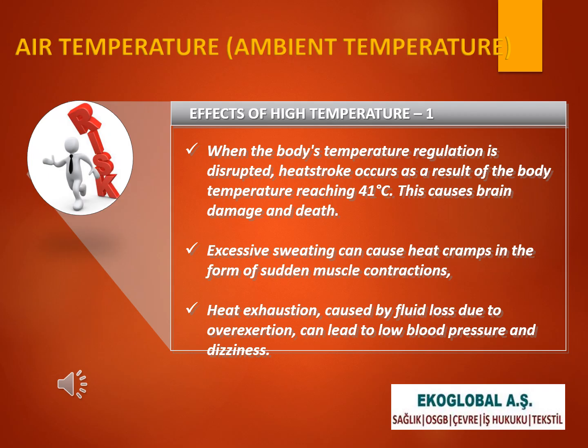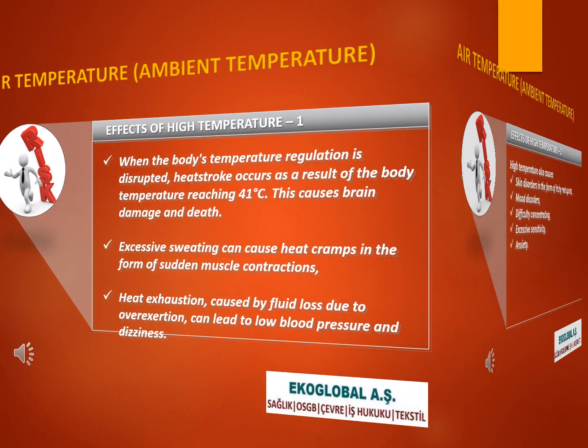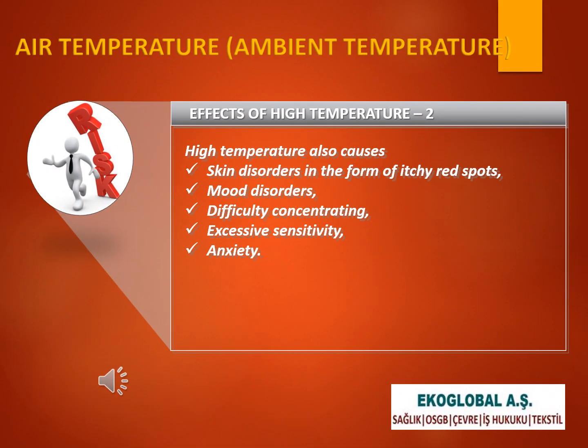Effects of high temperature. 1. When the body's temperature regulation is disrupted, heat stroke occurs as a result of the body temperature reaching 41 degrees Celsius. This causes brain damage and death. Excessive sweating can cause heat cramps in the form of sudden muscle contractions. Heat exhaustion caused by fluid loss due to overexertion can lead to low blood pressure and dizziness. High temperature also causes skin disorders in the form of itchy red spots, mood disorders, difficulty concentrating, excessive sensitivity, and anxiety.